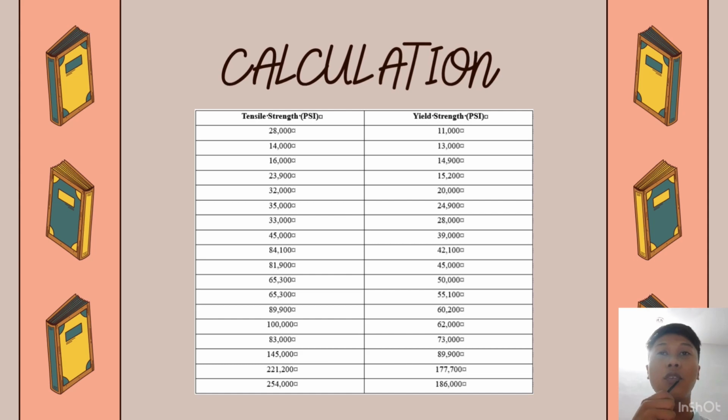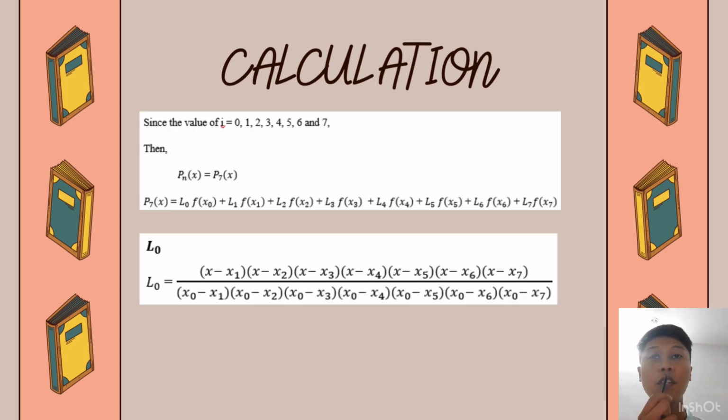So this is the actual table of tensile strength and yield strength of steels that is available in the market. From the table, we want to estimate the value of tensile strength that can meet the requirement of 40,000 psi of yield strength. So for this case, the number of i is 7, and according to the equation, the value of i will automatically give the value of n. So from there, Pn(x) is equal to P7(x).